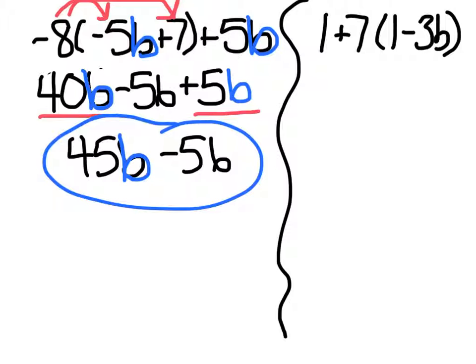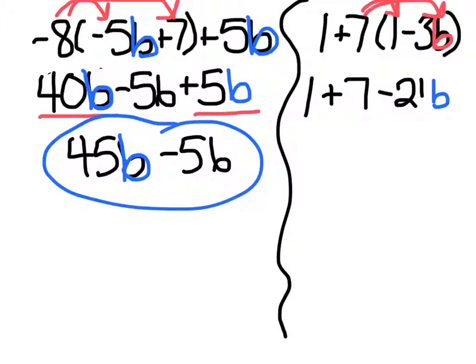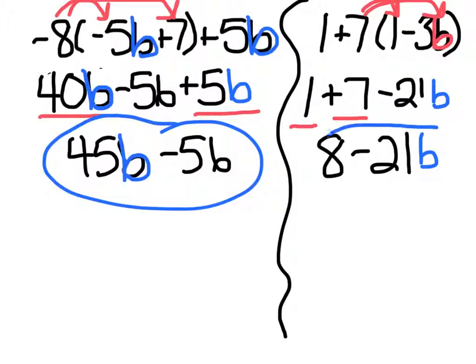Okay, one more. 1 plus 7 times 1 minus 3b. I'm going to go ahead and distribute that 7. That's the first thing that I have to do. Bring down the 1. And 7 times 1 is 7. 7 times negative 3b is going to give me a negative 21b. Okay, let's look for like terms. Well, this 1 and this 7 can go together, and that's 8. And I can just bring down the 21b. There are no other b's in there, so that's the way it is. And this is the answer for that one.